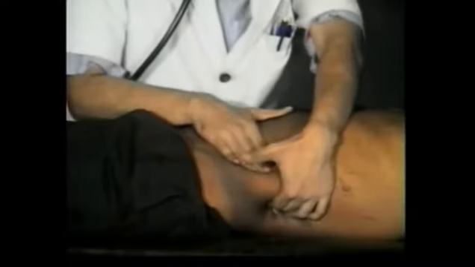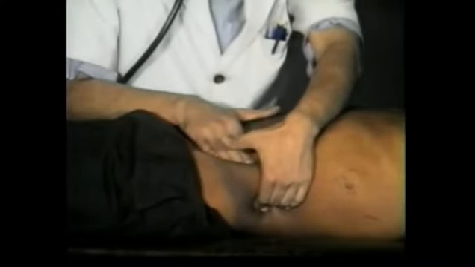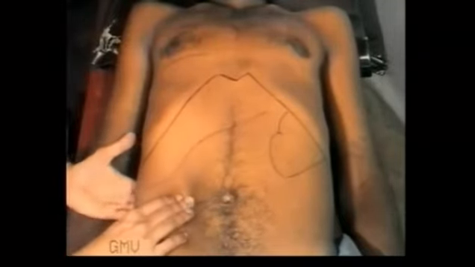Then palpate bimanually in both lumbar regions for renal lump. If the abdomen is very thin, lower pole of the right kidney may normally be palpable.